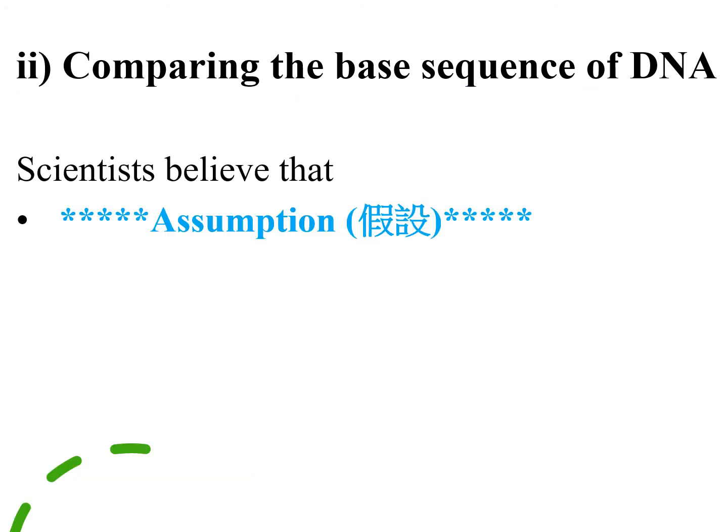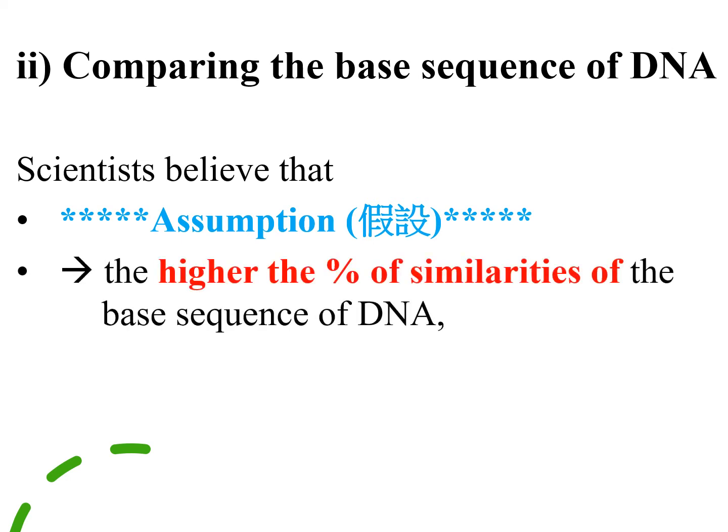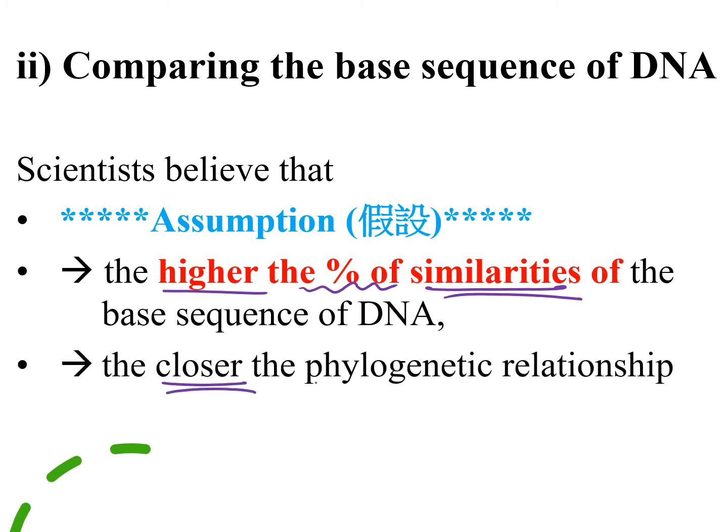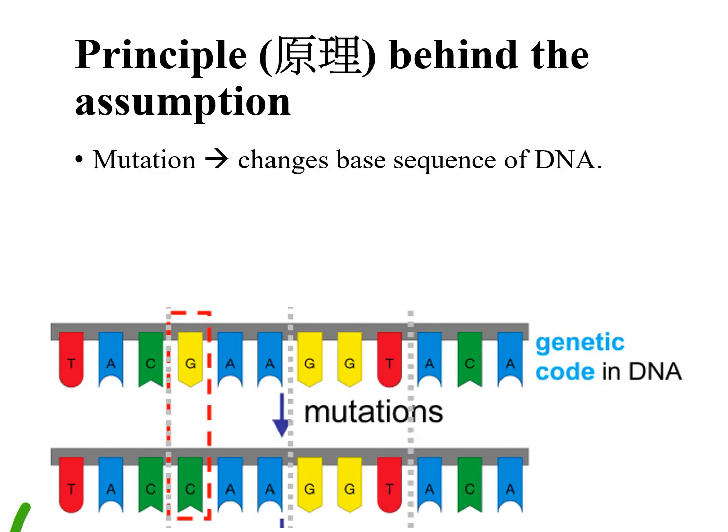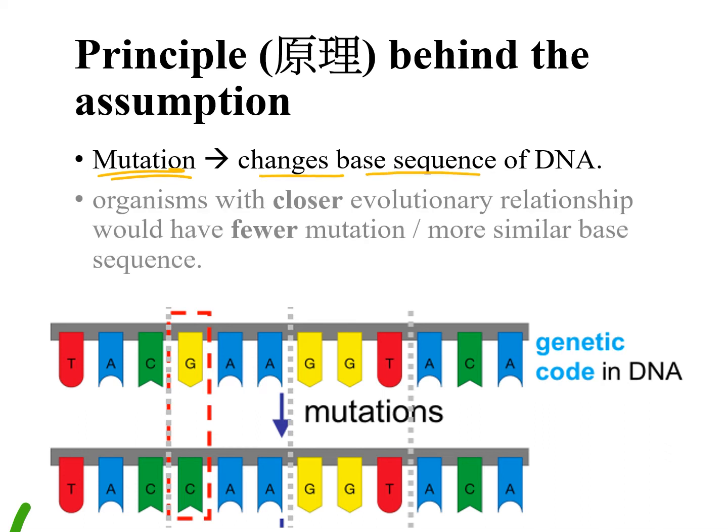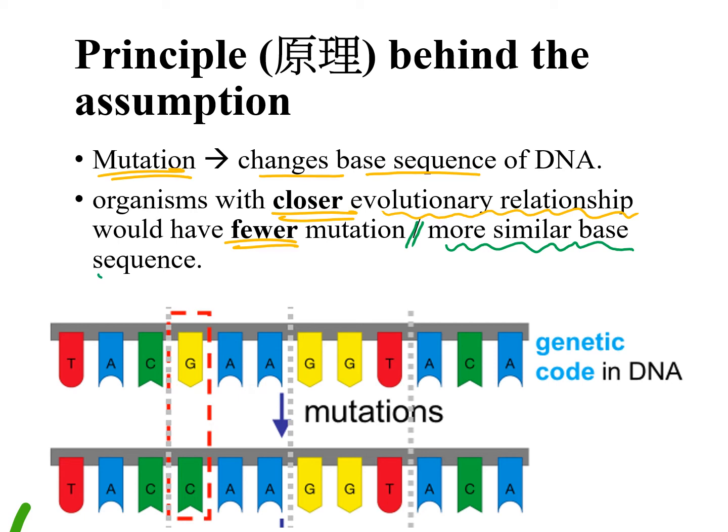Therefore, when you are comparing the base sequence of DNA, scientists believe the following assumption, that the higher the percentage of the similarity of base sequence of DNA, the closer the phylogenetic relationship. The principle behind the assumption is mutation that changes the base sequence of DNA, so organisms with closer evolutionary relationships should have fewer mutations. Or, on the other hand, you can say more similarity in the base sequence.